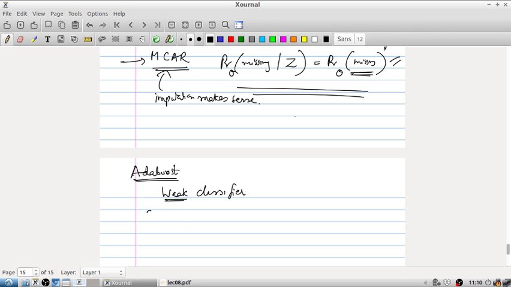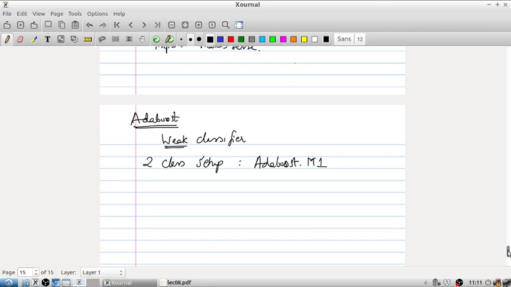So let's look at just the 2-class setup, which is where Adaboost M1, just the naming convention by the original authors, is used. So what does the classifier itself look like? First of all, I'm talking about the classification setting. I think for regression also you can do something similar. It's not called Adaboost.M1.